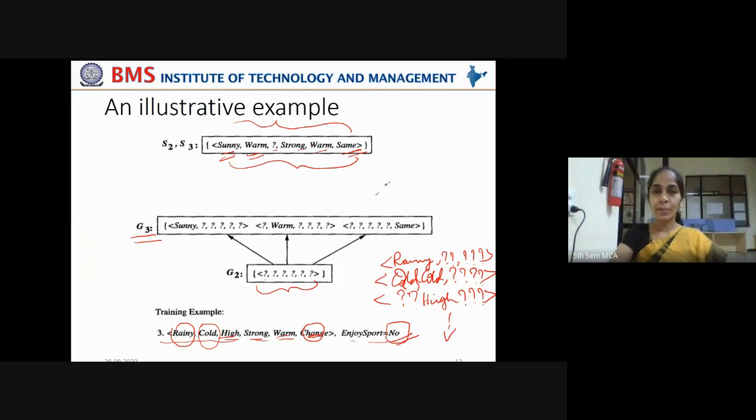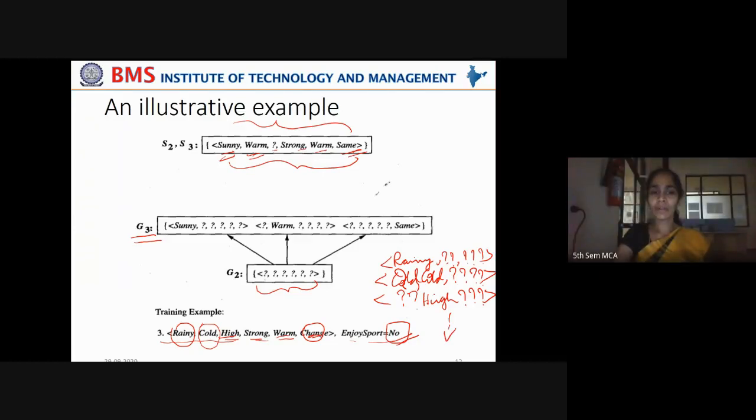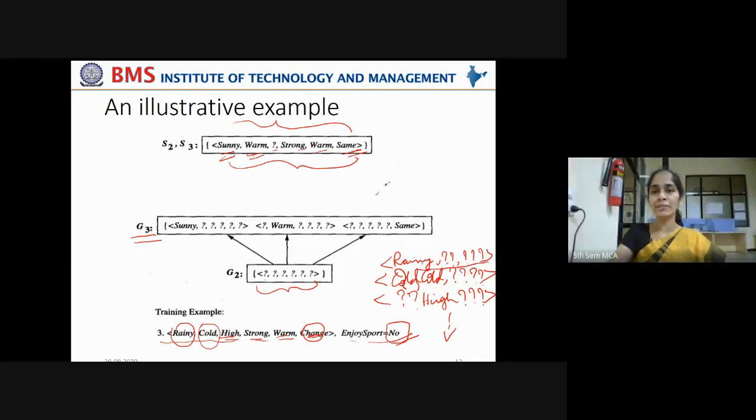How are you writing this? By the third training example that is encountered. First, it is rainy. So you write a more general hypothesis only with the rainy specification. Next, it is cold. So you write a more general hypothesis with only the cold specification. Next, it is high. So you write a hypothesis with only high as the specification. Like this, you write how many hypotheses? 6 hypotheses. But how many hypotheses do you have here? Only 3 hypotheses. Can anybody tell me why it is so?